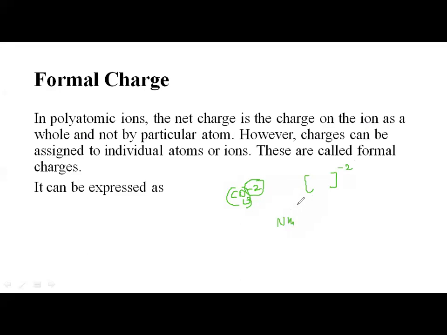Similarly, when you have NH4 plus, this plus charge is not for an individual atom. It is for the entire molecule. But if you want to find the charge carried by individual atoms or ions, that is nothing but formal charge. So in polyatomic ions, the net charge is the charge on the entire ion as a whole and not on a particular atom. However, charges can be assigned to individual atoms or ions, and that is called formal charge.